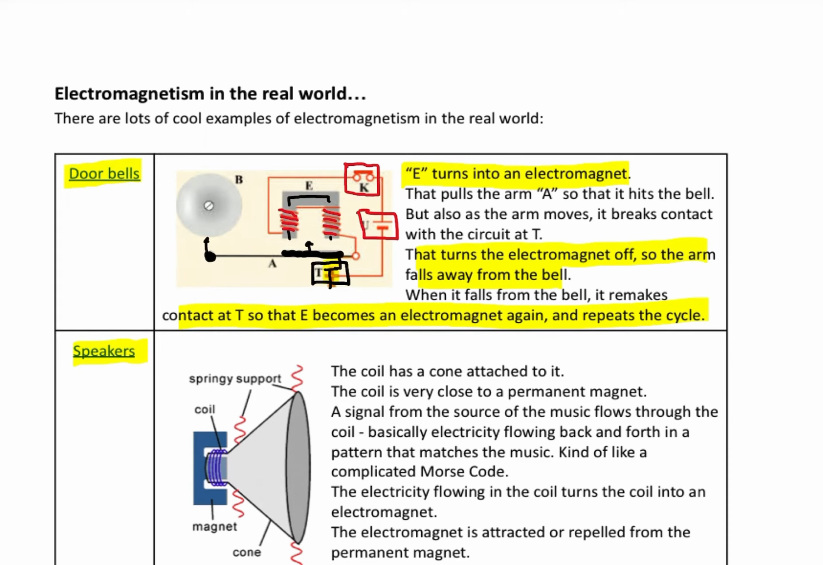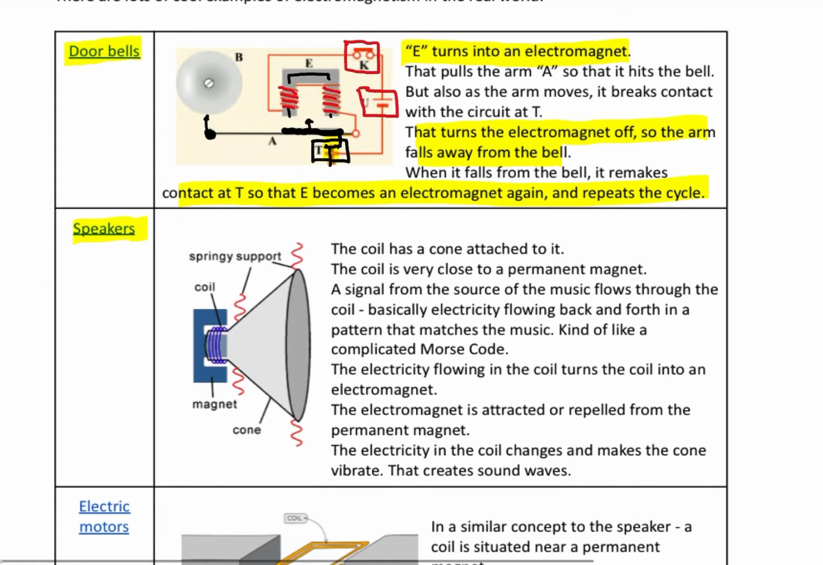And this one is labeled as T. In disconnecting the circuit, that turns it off so it falls back away from the bell. And the act of falling away turns itself back on, so that pulls it back up. So we get this binging up and down, the hammer hitting the bell over and over again to make the doorbell go. Check the link out, but that's in a nutshell how a doorbell works.